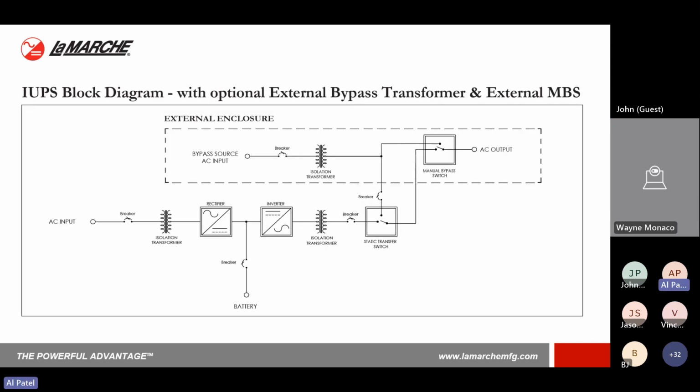We also offer the manual bypass switch and an isolation transformer inside of its own enclosure outside of the UPS. We have many customers that have requested this, one for serviceability of the UPS, and also if there is a future replacement needed, they can bypass the source without affecting the UPS operation.